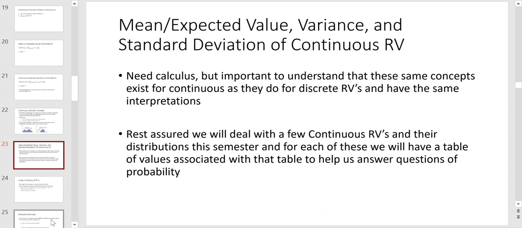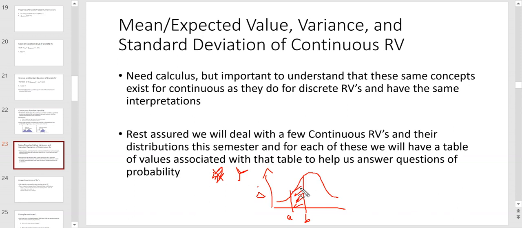And for each of these, we will have a table of values to help us answer questions of probability. So what am I saying here? If I ever were to ask you, hey, what's the probability of a continuous random variable, let's say X or Y, let's stop using X so you don't get too attached to X. Y is continuous, and by the way, here's the PDF of Y. By the way, the y-axis is density. You can write that out. And I say, what's the probability that Y is between A and B here? Okay, so you'd have to give me this area.